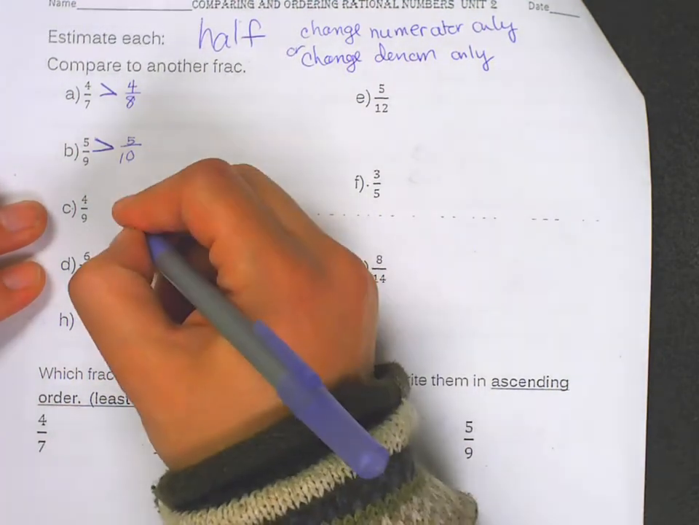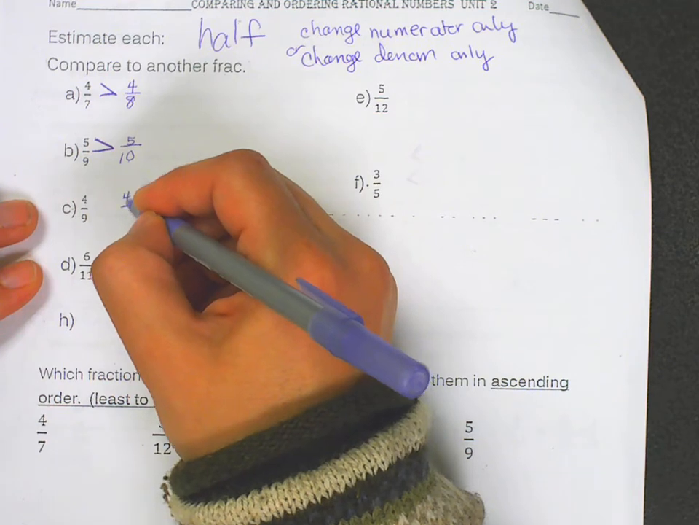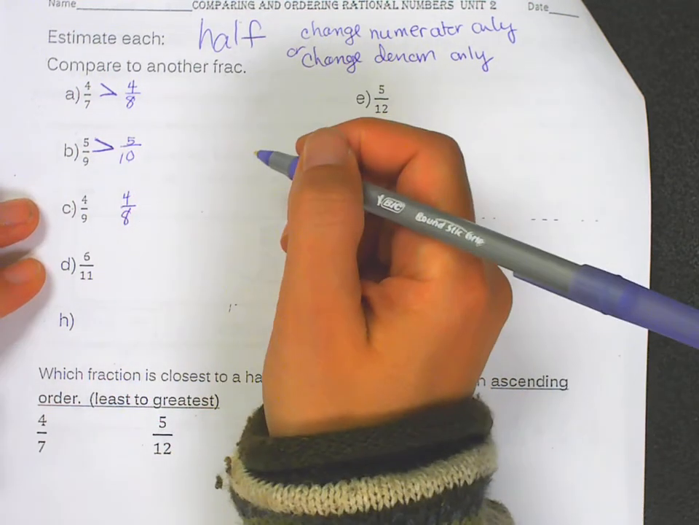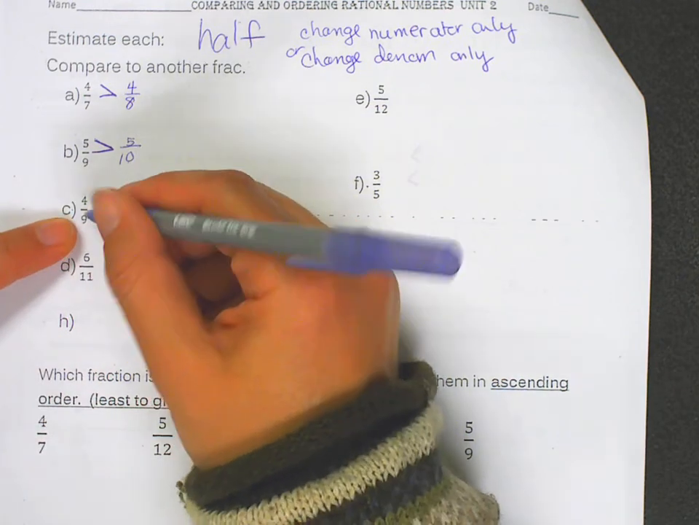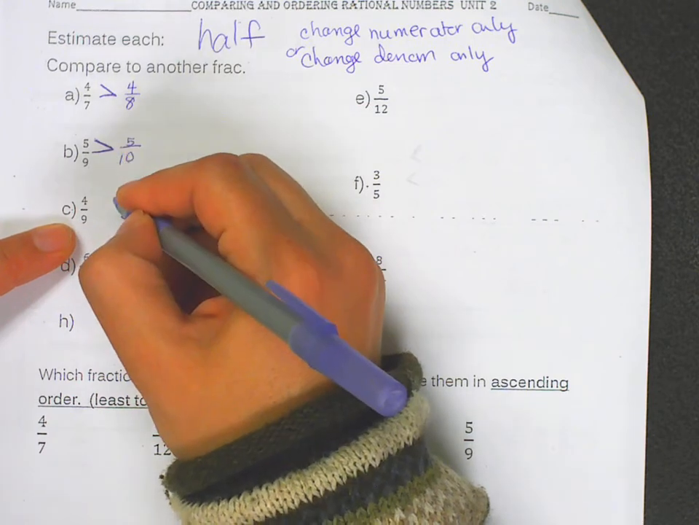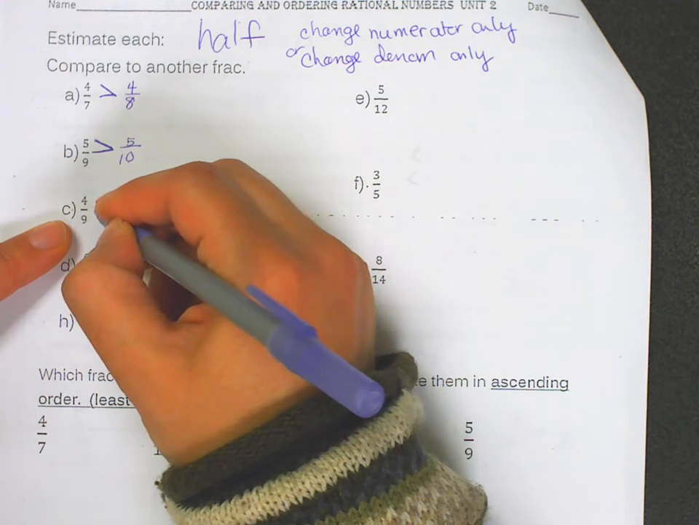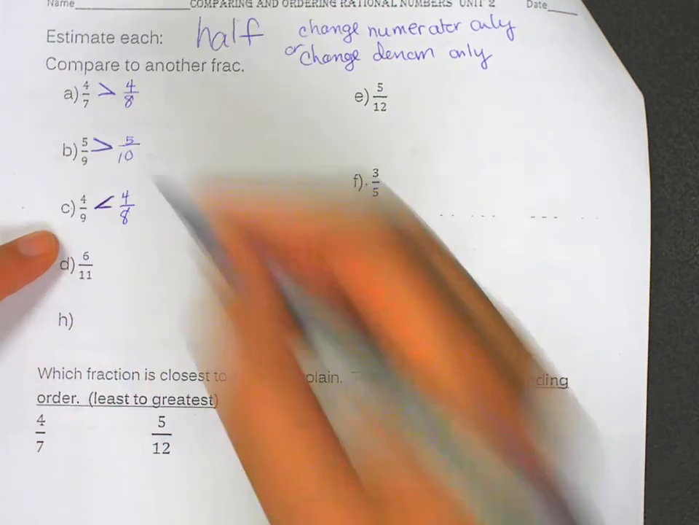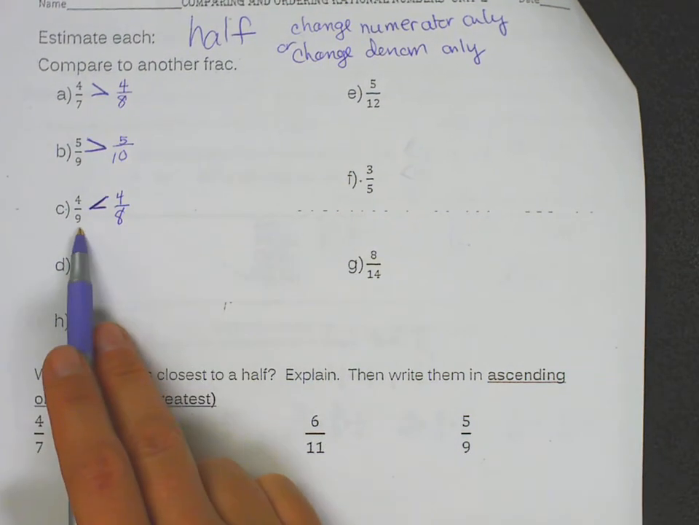4/9. What fraction is a half that's close to these numbers? Same numerators, so people, pieces of pizza. I get more pizza at the party with 8 people. I get less left at the party with 9 people. 4/9 is somewhere less than a half.